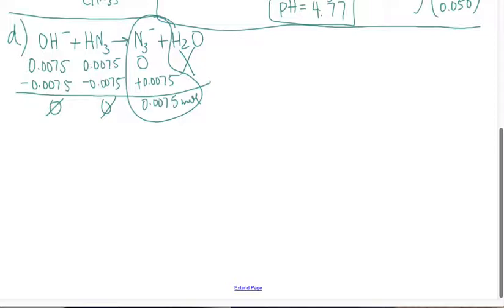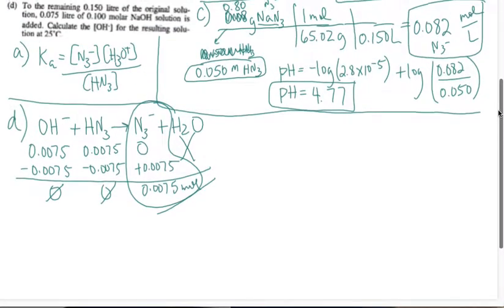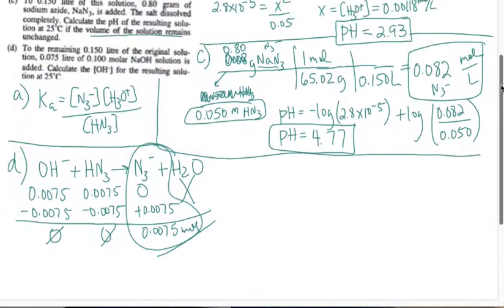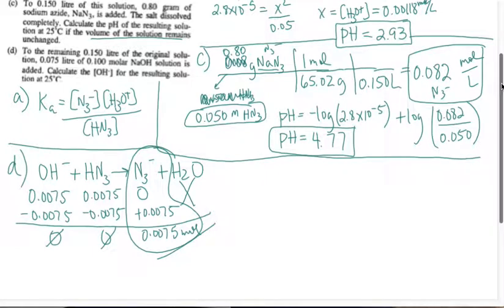But what do we need for sure, though, in order to find that concentration? In a rice table, we need molarity, not moles. So our total volumes, we had 0.075 plus 0.15. So go ahead and figure that out while I turn off my phone.